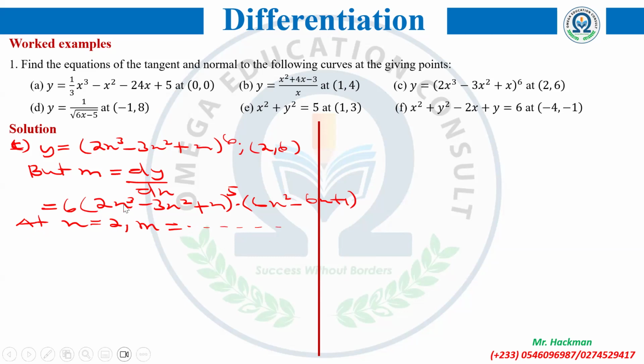Wherever you see x here, you put 2 there, and now you simplify. So this will be a particular value to the power 5, and this will also give you a particular value, and you should be able to deal with it. Is my point well made, or you want us to continue?